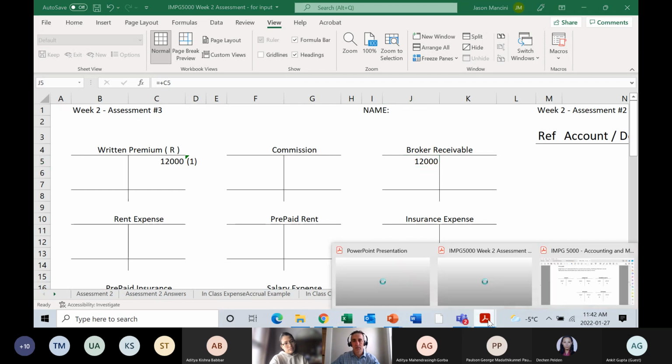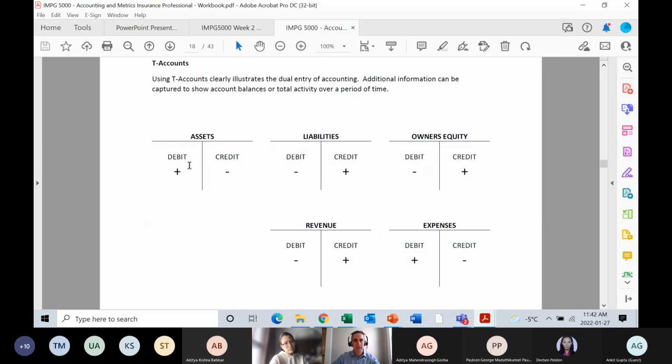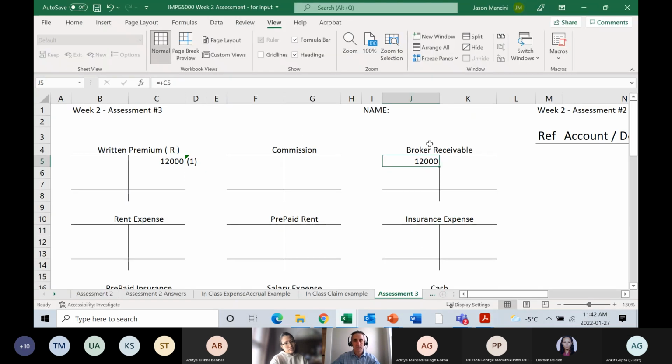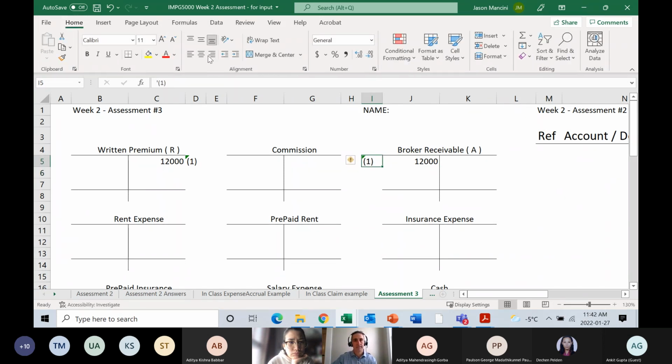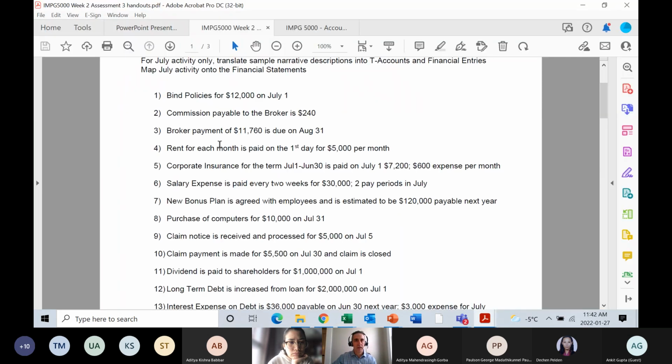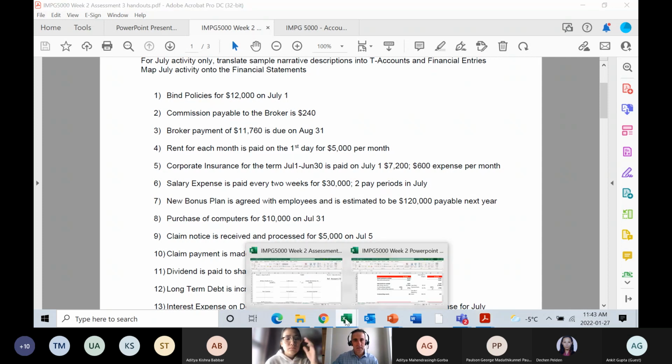And I say I increased the broker receivable because that's an asset, and I increased it with an entry on the left-hand side. Broker receivable is an asset account. And again, to keep track, this is my transaction one. I put a little one indicator there, okay? So that is the response for binding policies for 12,000. So hopefully you're starting to see how that works.